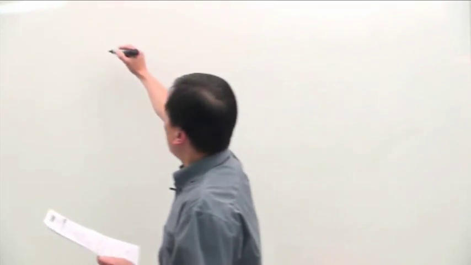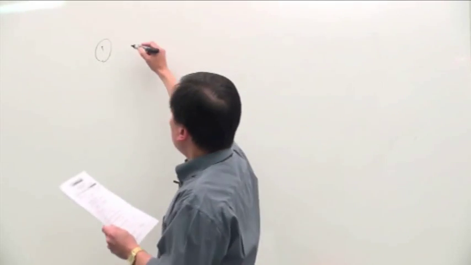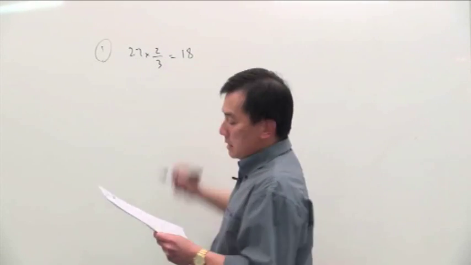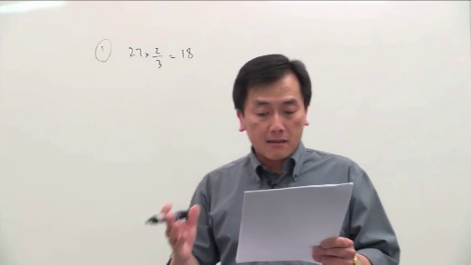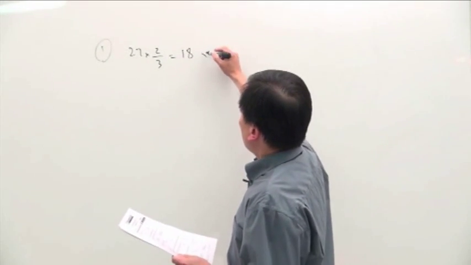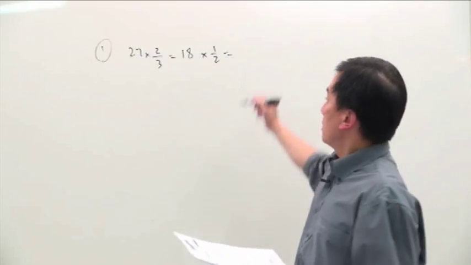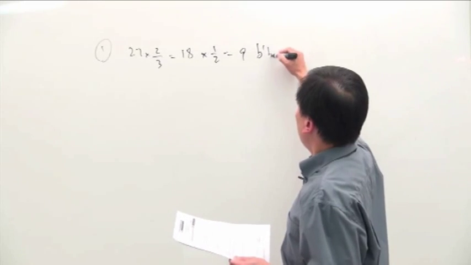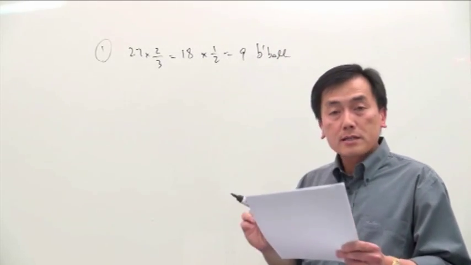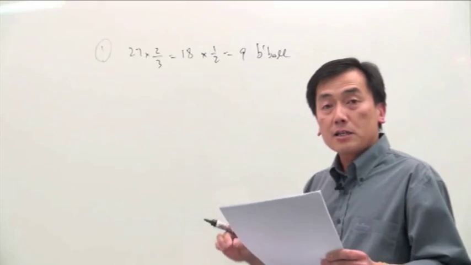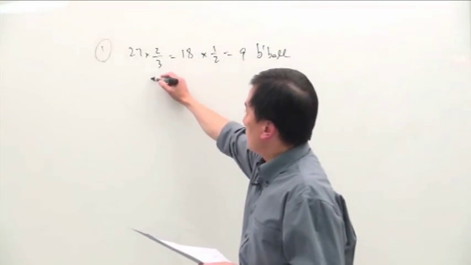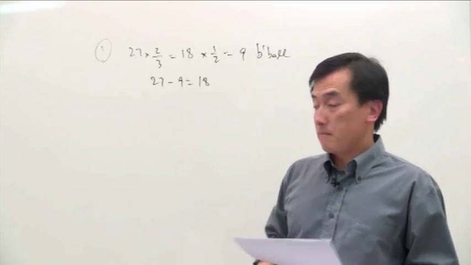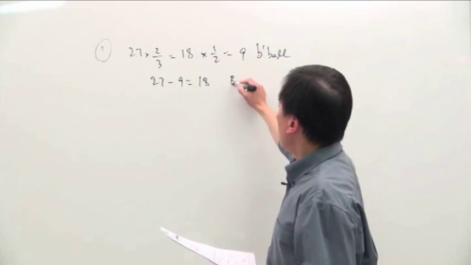So we've got 2/3 of the students are athletes, so 27 times 2/3 gives you 18 students. 1/2 of these athletes play basketball, so that's going to give us 9 students who actually play basketball. What the question is asking is how many students in a class do not play basketball? So it's going to be 27 minus 9. That's going to give us an answer of 18. In this case, the answer is going to be B.